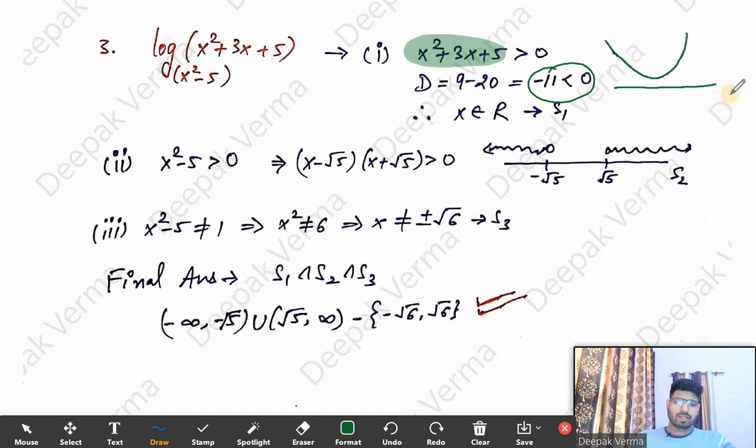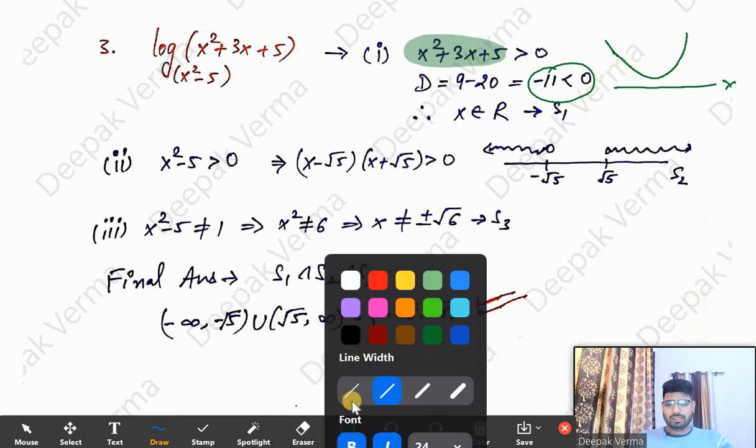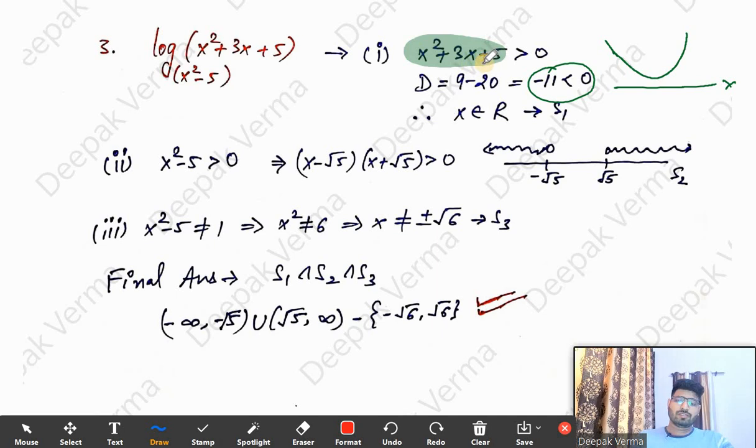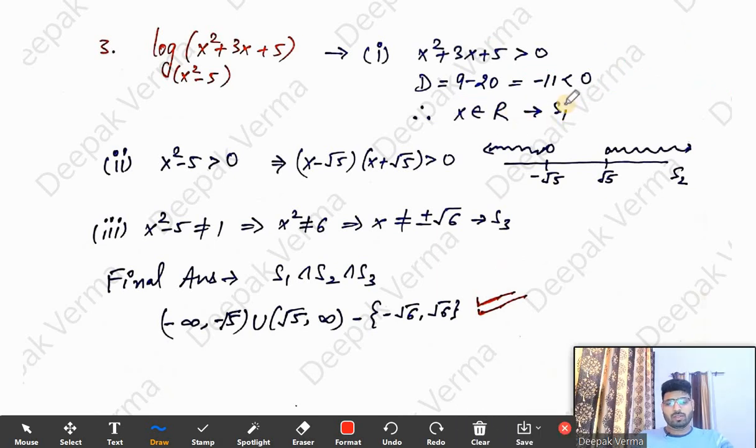This will not be touching the x-axis, and that is always positive. Means this inequality always gets satisfied whatever the value of x. So we can write x belongs to R. So this is our first solution. So write S1. Is it clear? Now second part, not second part, second condition.